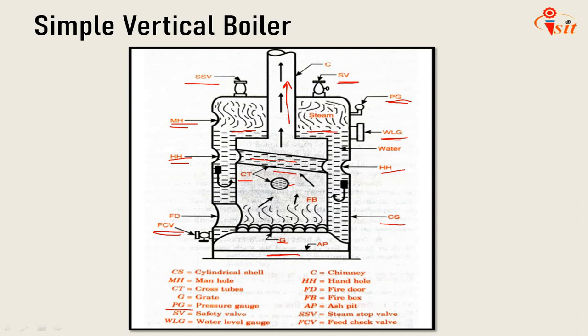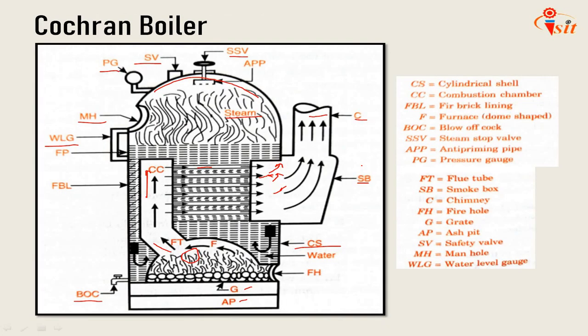The rate of steam production in such a boiler normally does not exceed 2500 kg per hour, and the pressure is normally limited to 7.5 to 10 bar. A simple vertical boiler is self-contained and can be transported easily. Next is the Cochran boiler.